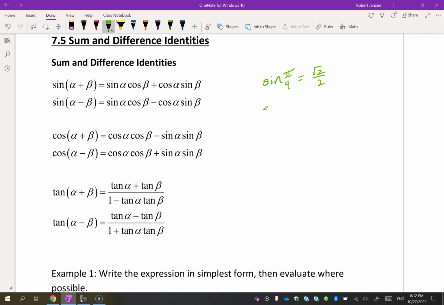Okay? But you don't know something like sine of pi over, let's say, 5. Or say sine of pi over 12, because those are not exact values. So questions like this, we're going to be using some of these identities that are shown on this page. Okay, they're all on your formula sheets. You don't need to memorize them.